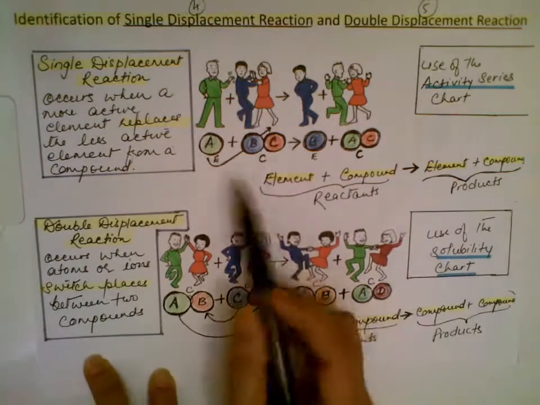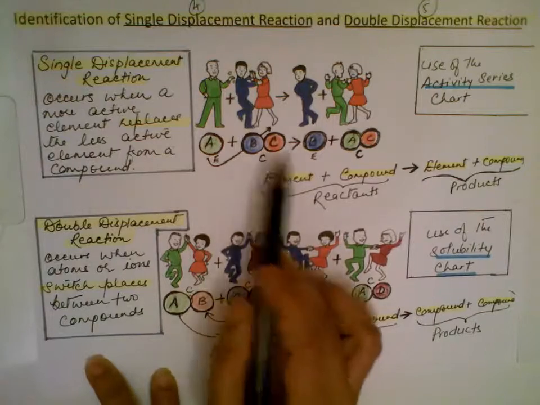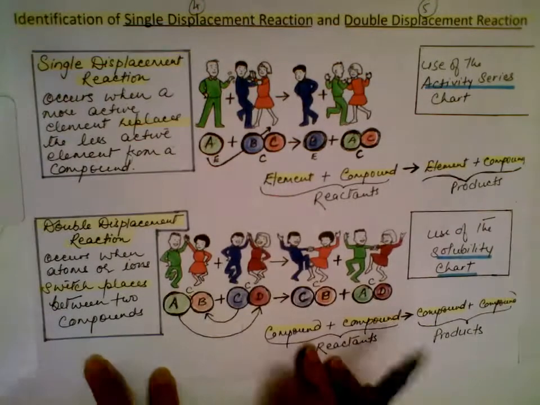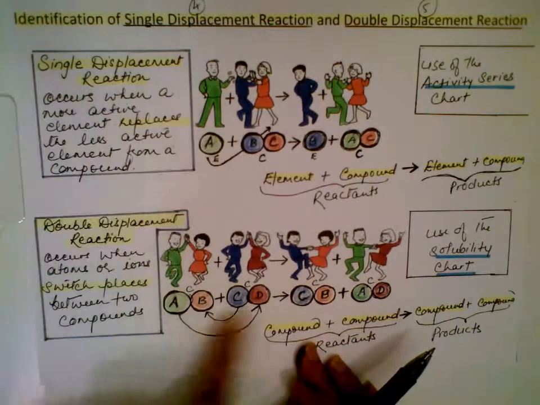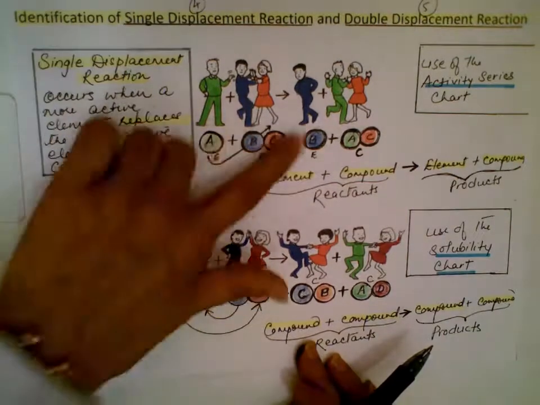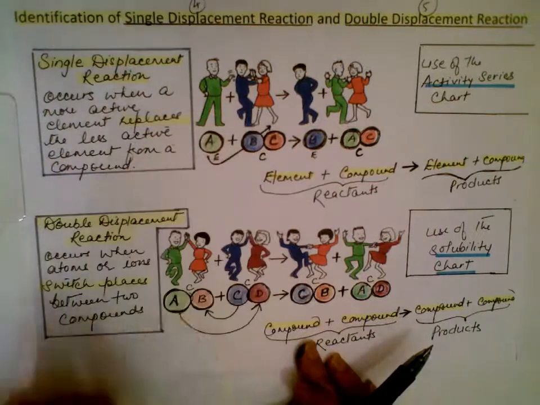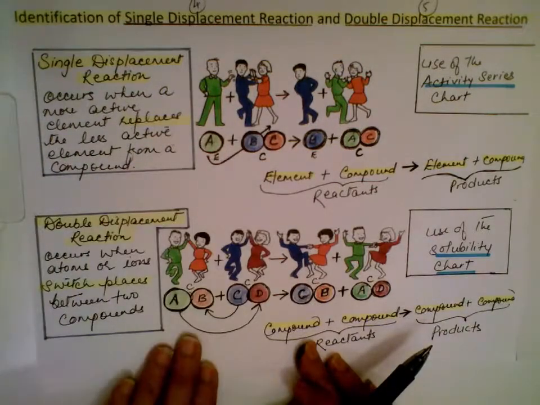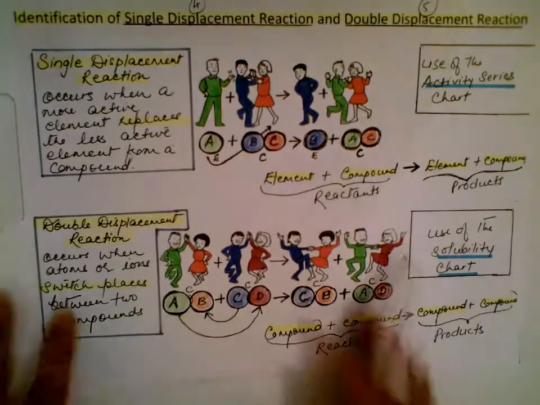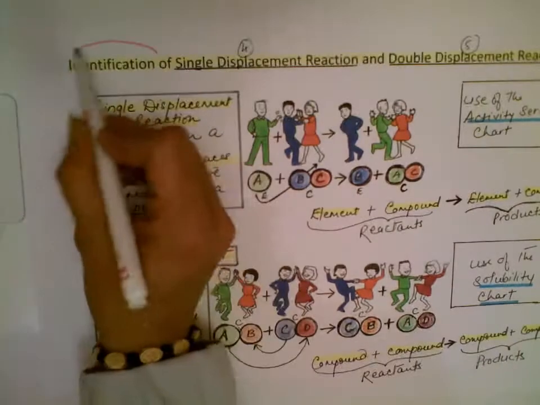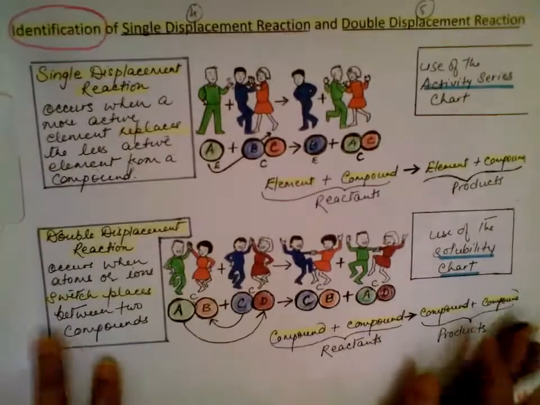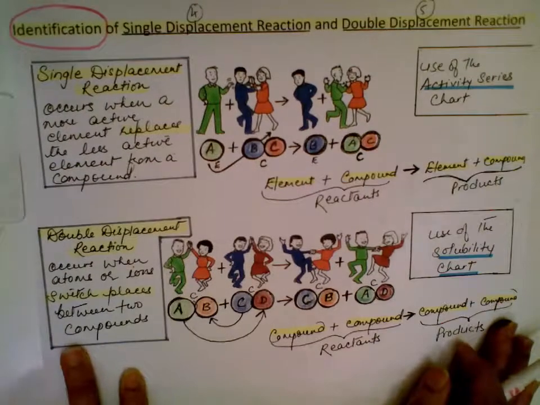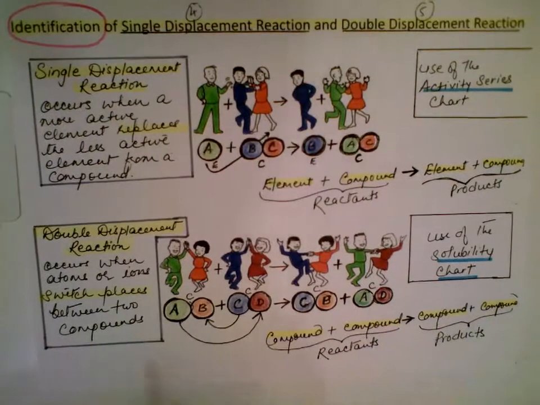If you look carefully here, the difference between the single displacement and double displacement reaction is that you have only one compound on the reactant side, and here you have both of them as compounds, meaning two compounds. Now how are the products formed out of these reactants? That's a different lesson, so we are not going to focus on that. Our focus is mainly the identification. So if you are given a chemical equation, how can you identify if it is a single displacement or the double displacement?